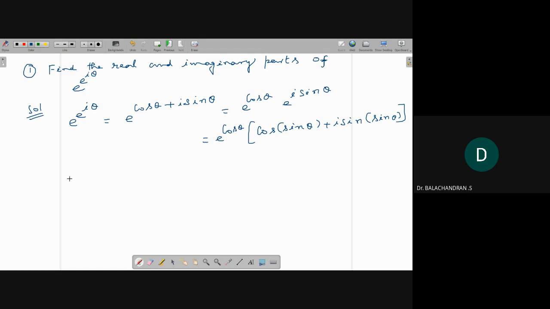So real part of e power e power i theta equal to e power cos theta into cos of sin theta, and the imaginary part of e power e power i theta, okay, is what?